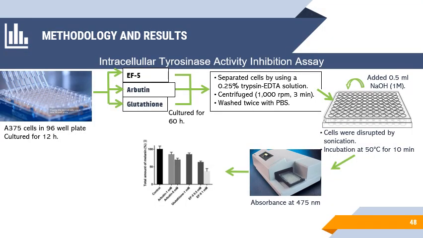And then the next one is the intracellular tyrosinase activity inhibition assay. A375 cells in a 96 well plate were cultured for 12 hours, and then EF-5, arbutin and glutathione were added. They were cultured for 60 hours, and then cells were separated using 0.25% trypsin EDTA solution and centrifuged, washed twice with PBS, and then 0.5 mL NaOH 1 molar was added. The cells were disrupted by sonication and incubated at 50 degrees Celsius for 10 minutes, and then the absorbance was measured at 475 nanometers. From the absorbance, we can find the percentage of total amount of the melanin.